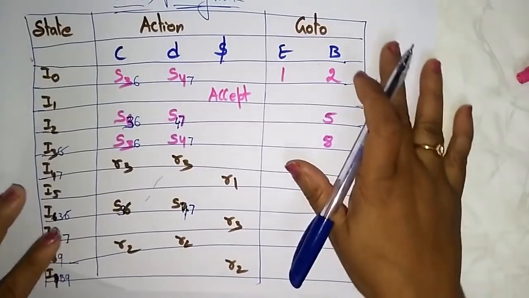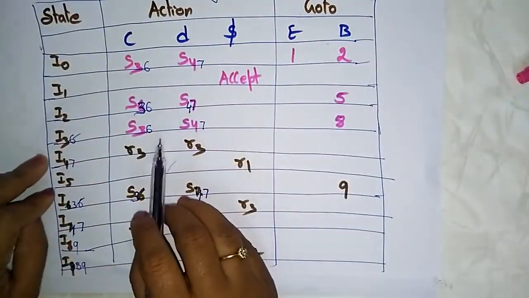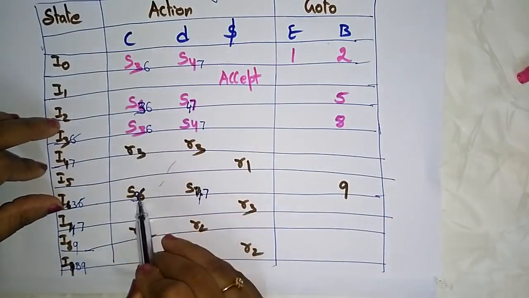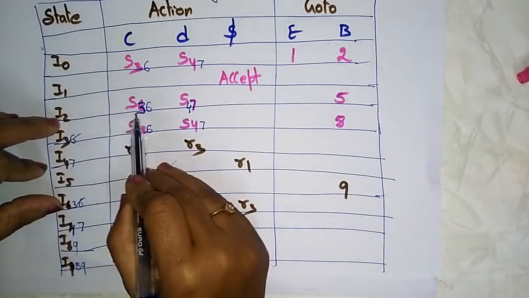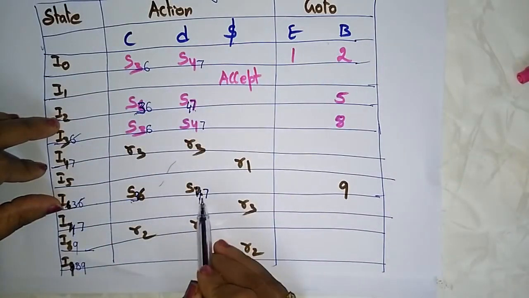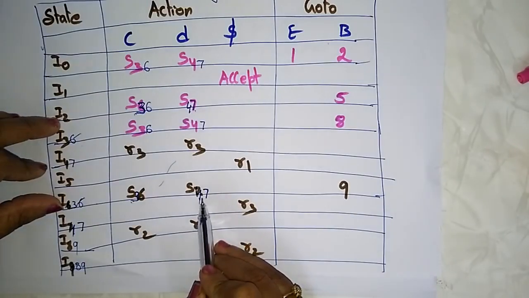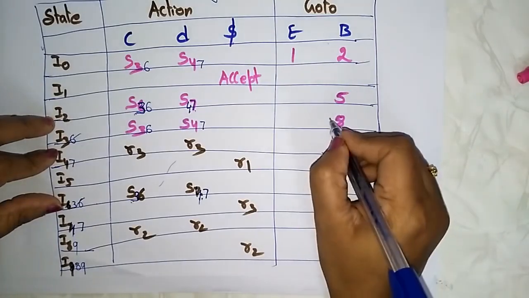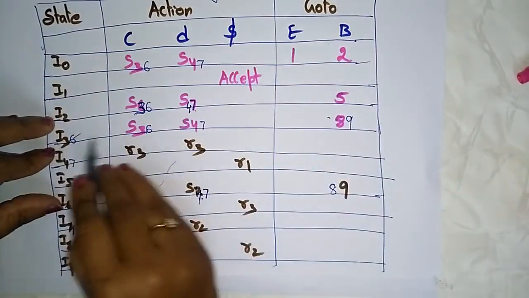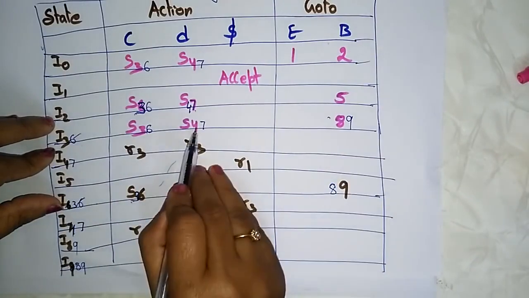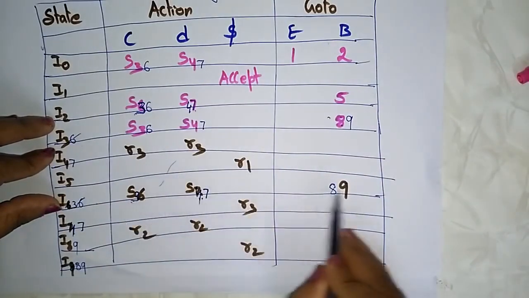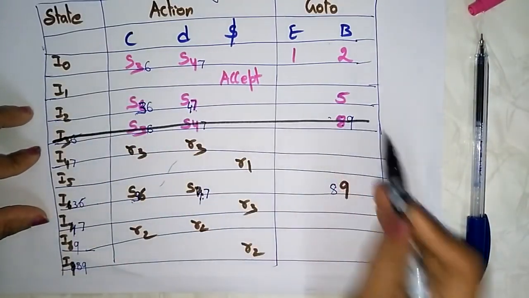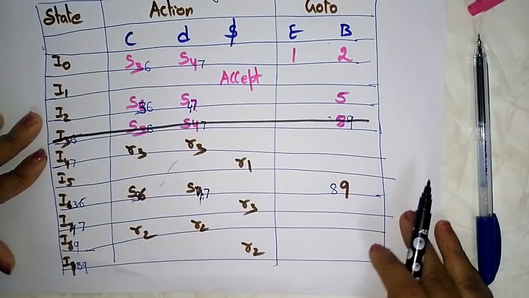Okay, so now check here. This I36 and this I36 are both the same. S36, S47, S36, S47. Okay, here in place of 89, here also 89. So the complete row is the same. S36, S47, 89, S36, S47, 89. So just strike off one row. Just strike off one row.